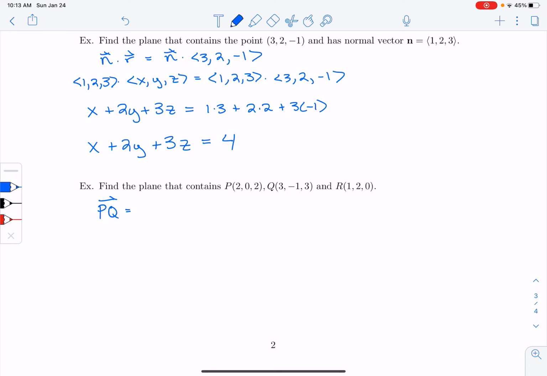The vector PQ is 3 minus 2, which is 1. Negative 1 minus 0 is negative 1. And 3 minus 2 is 1. And then I'm going to look at the vector PR. And that is going to give us 1 minus 2, which is negative 1, 2 minus 0, which is 2, and 0 minus 2, which is negative 2.